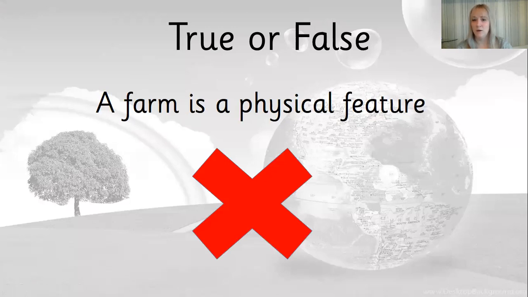If you said no, you're right. A farm is not a physical feature. It is actually a human feature. It's been put there by people. The farmer and all the workers he has on his farm, they all manage and control what they plant and what they grow and all the machinery they use. They have the farmhouse, they have the cow sheds and all sorts of different things which are not physical features. These are all human. They're all controlled by humans.